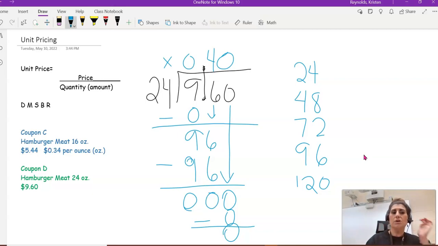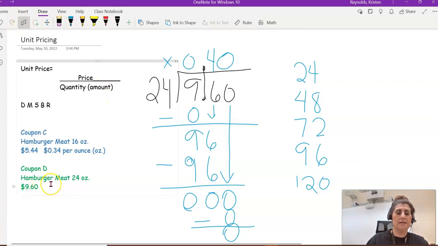All right, so I now know that the hamburger meat, which gives me 24 ounces, so it's a larger size of meat, it's $9.60. However, per ounce, it is going to be 40 cents an ounce.